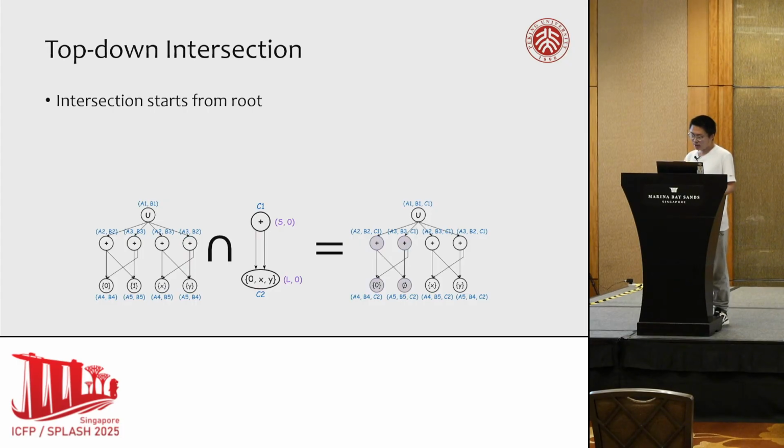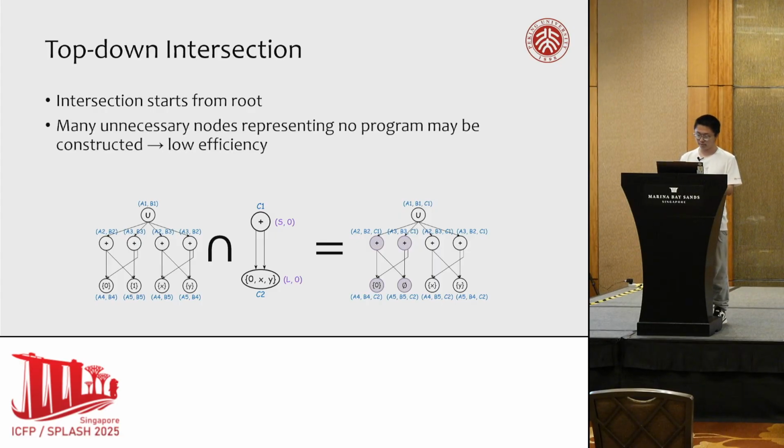These nodes in purple represent empty program spaces, since we can't know which node is invalid until the leaf nodes are constructed. There are many invalid nodes in the result VSA when we perform top-down intersection, leading to low efficiency. Therefore, top-down intersection is not suitable to combine with our multi-way intersection, since the number of invalid nodes will explode when there are too many VSAs in the intersection process.